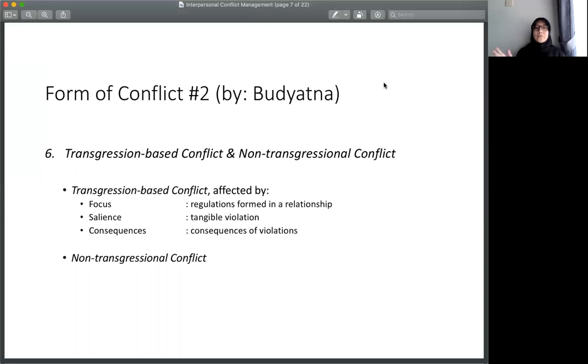The next one is transgression-based conflict, and the transgression-based conflict is usually affected by these three factors. The first is focus, second is salience, and the third is consequences. Focus is regulation formed in a relationship. Salience is when one of the persons involved in the communication contributes to a violation. The third one is when they are together dealing with those consequences individually.